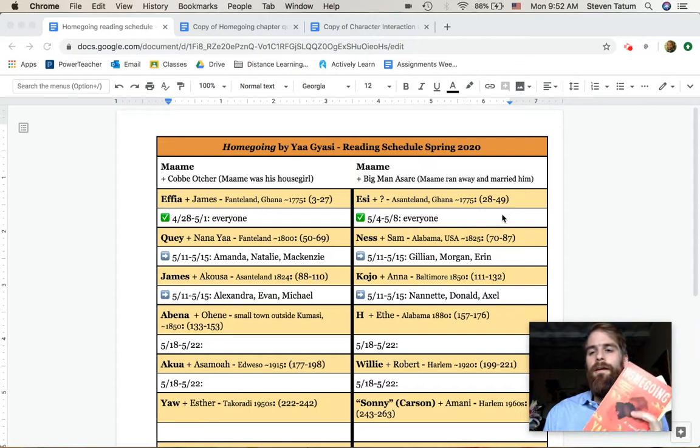So this week, as I said in the week guide, I'd like you to focus on character interaction while you're reading both Homegoing and your independent reading texts. And I want to give you a look at what that is going to look like and the strategy that I want you to use.